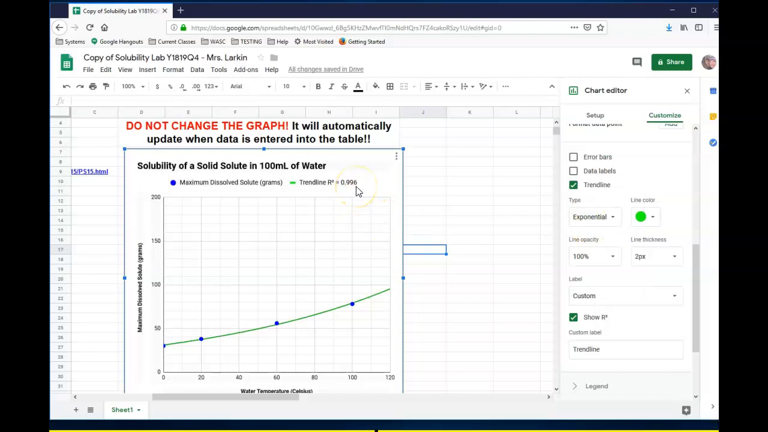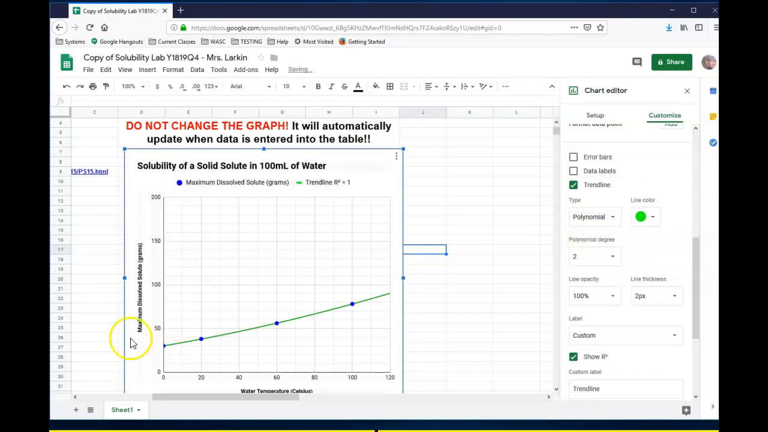So linear, you can change it to exponential, and you'll see it stayed the same, so exponential doesn't help me. You can change it to polynomial, and look, at polynomial it turned into a 1. So polynomial is the best fit. Do not try moving average, but you should try linear, exponential, polynomial, logarithmic, and power series until you get this to either equal 1 or as close to 0.999 as possible.